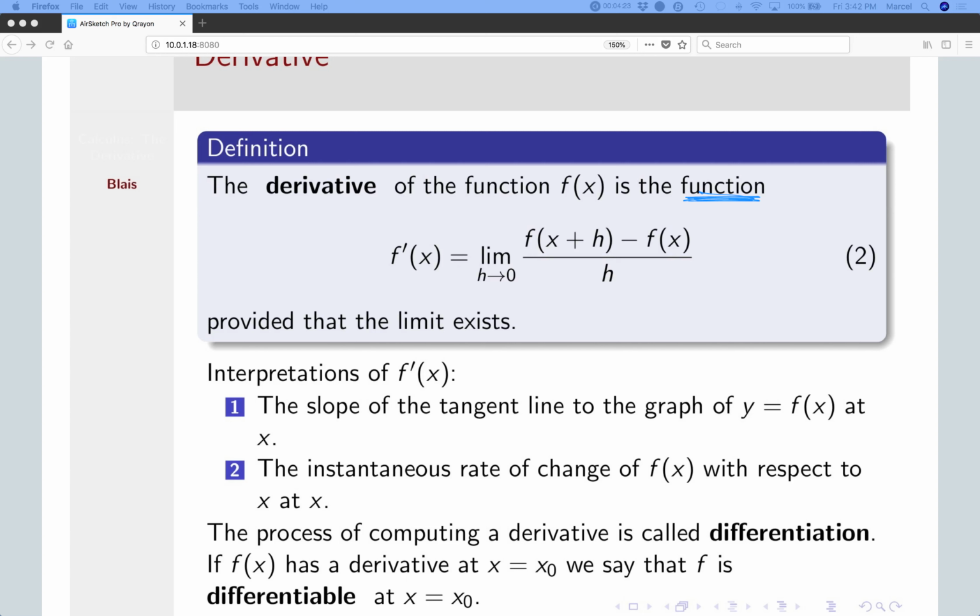For some terminology, the process of computing a derivative is called differentiation. And if f has a derivative at a point x naught, we say it's differentiable at x naught. If a function is differentiable at every point of its domain, we say the function is differentiable. So let's see this in action.